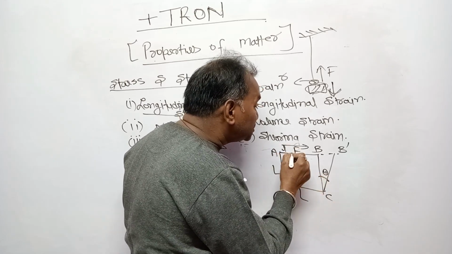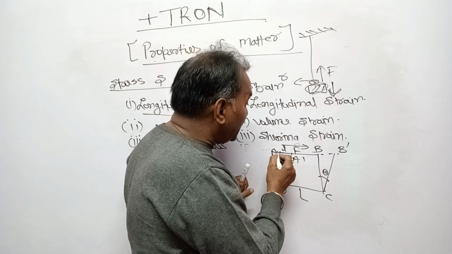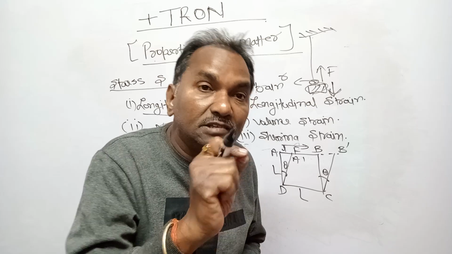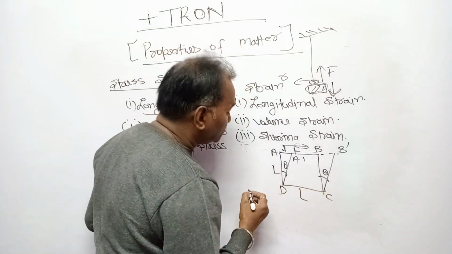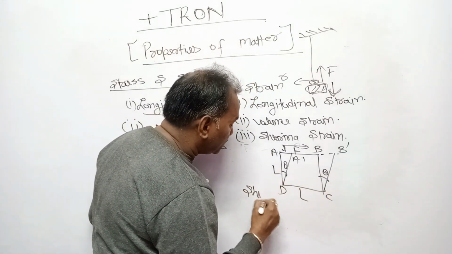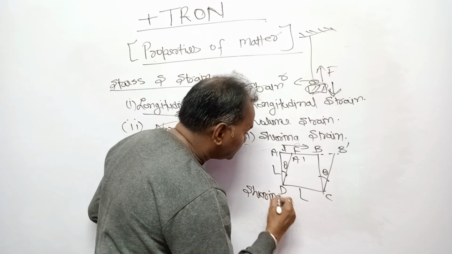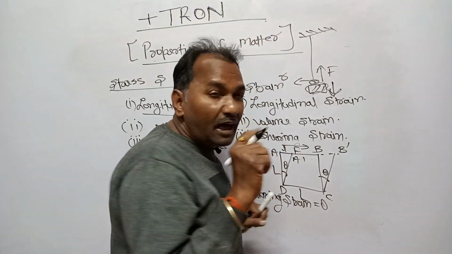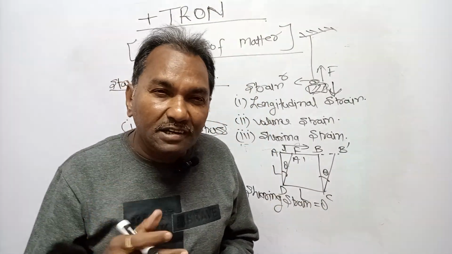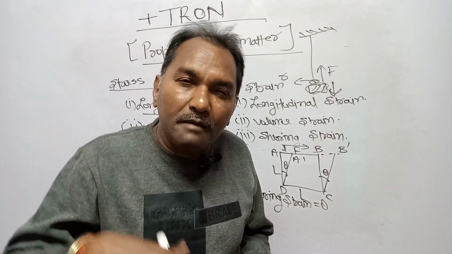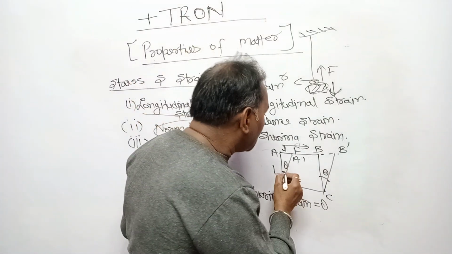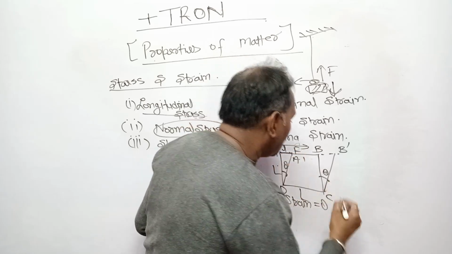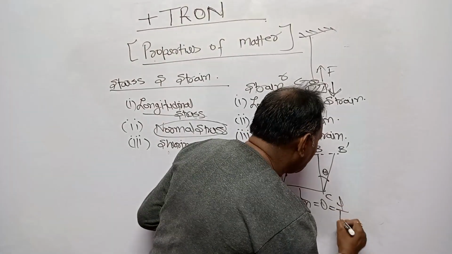Then small l is the change in the length. That is, A has gone to A dash, meaning A has been displaced by length small l. Now dear student, the shearing strain is what I have said. Shearing strain is equal to theta. If the angle is very small, then theta is equal to sine theta, approximately equal to tan theta, and tan theta is equal to perpendicular upon base, small l upon capital L.